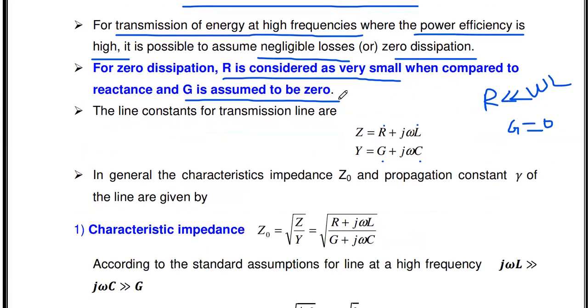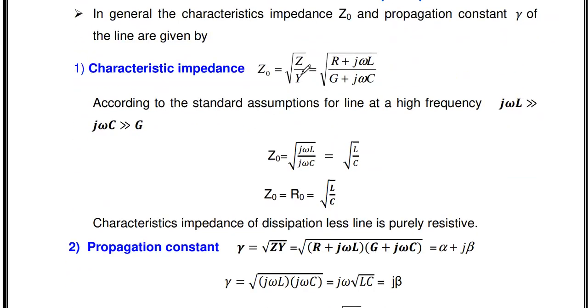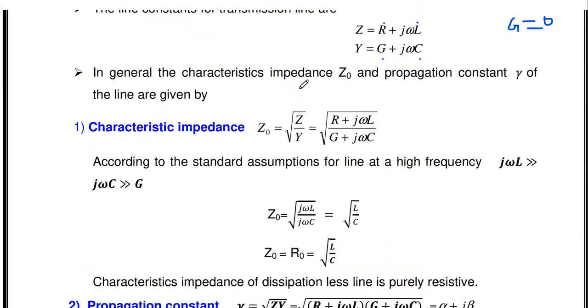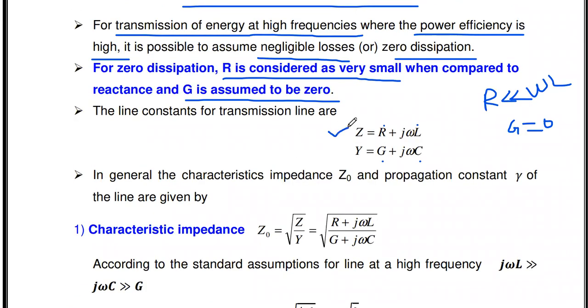Next, we are going to substitute this R value and G value in our line constants. We know that for transmission lines there are two secondary constants: the characteristic impedance and the propagation constant. In order to find the characteristic impedance and propagation constant, we need Z and Y. What is meant by Z? Z is the series impedance. Y is the shunt admittance. Z is R plus j omega L, and Y is G plus j omega C. Using this, we are going to derive the characteristic impedance.